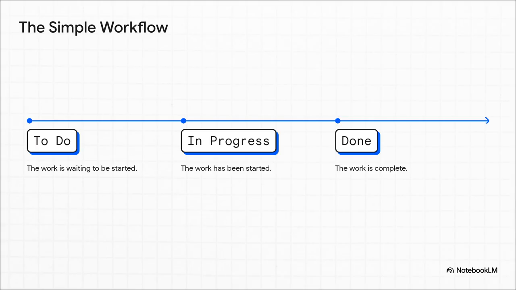An issue starts in to do, it moves to in progress when somebody actually starts working on it, and it finally lands in done when it's all finished. But here's the magic of JIRA. You can customize this thing to perfectly match exactly how your team works.